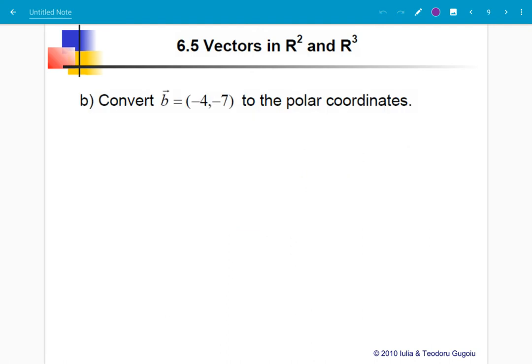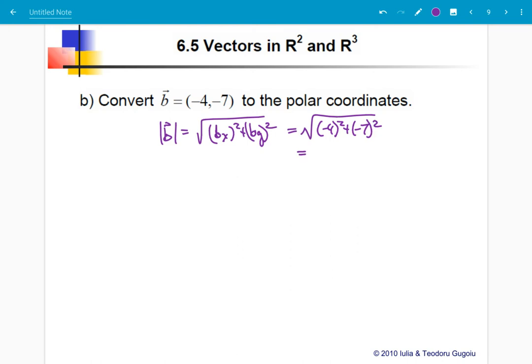B, convert to polar coordinates. The magnitude of B is the square root of Bx squared plus By squared. So it is equal to the square root of -4 squared plus -7 squared, which is root of 65.